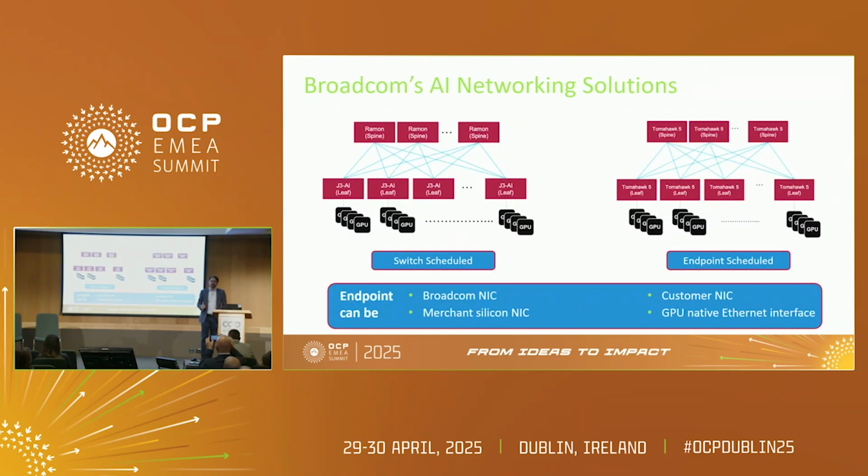These are the two options we have from Broadcom. These are the two optimized architectures we have for AI communication. You can either use a switch scheduled fabric, which is based on Jericho 3 AI silicon. We have a booth in the expo hall, and we have a switch there based on Jericho 3 AI, if you want to have a look at that. And the other option is you can use an endpoint scheduled fabric, which is based on the Tomahawk 5 line of silicon, which is more familiar to most of the people sitting here. That is where you can use SONiC as a network operating system.